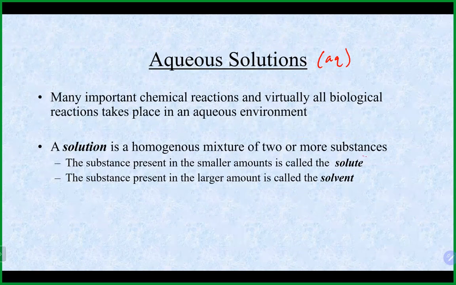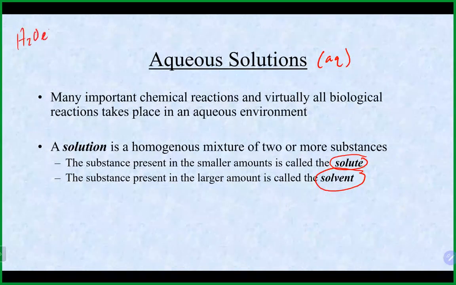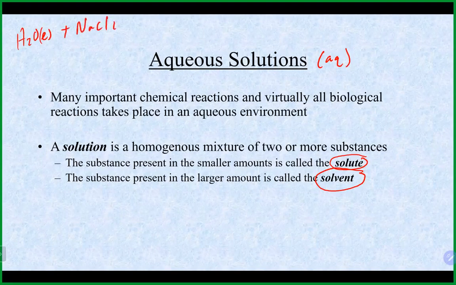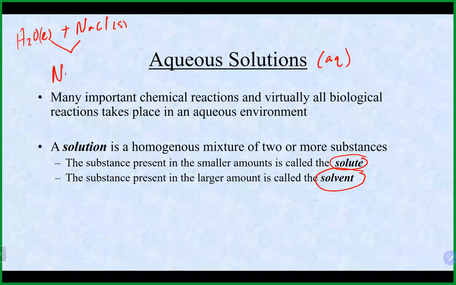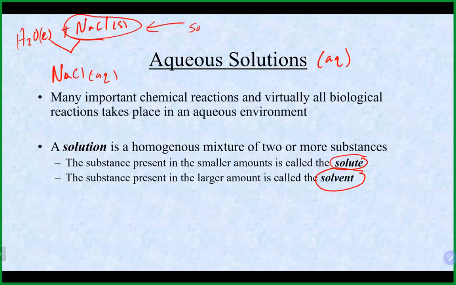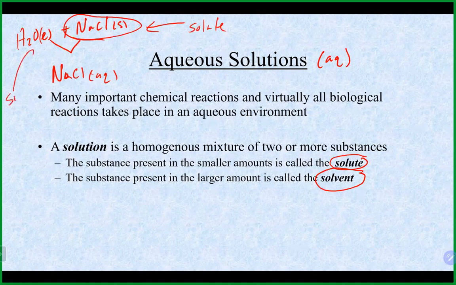So the solute is the smaller part, the solvent is the larger part. For example, if you took water, which is a liquid, and you add some solid sodium chloride to it, the sodium chloride will dissolve in the water, and you will get a sodium chloride solution that gets the aqueous symbol next to it. Now, in this case, the sodium chloride is our solute. It is the smaller part, usually dissolved. Water here is our solvent.